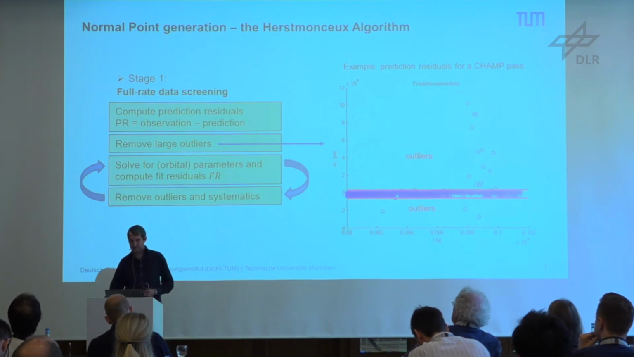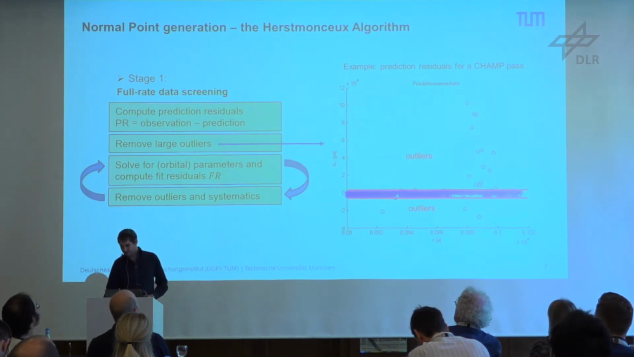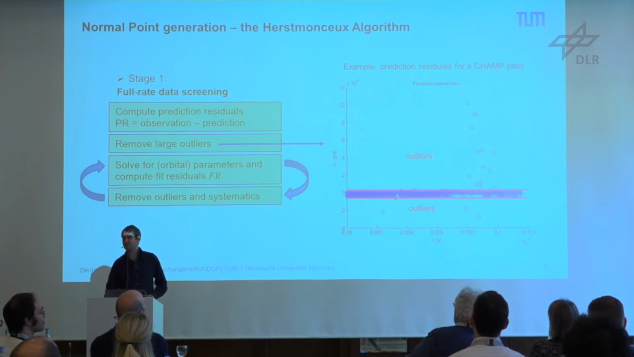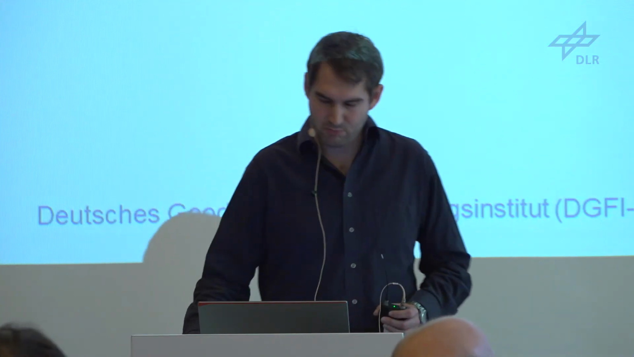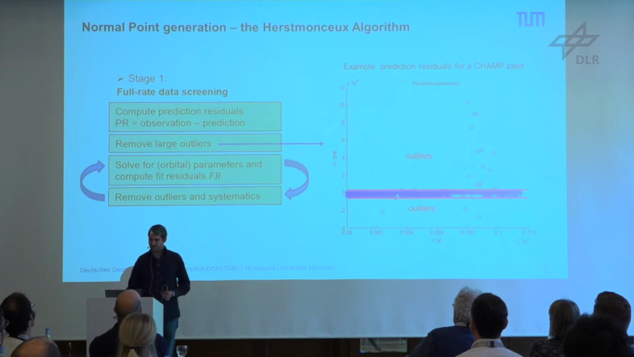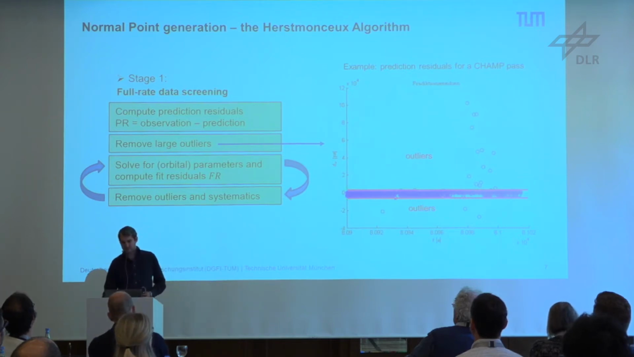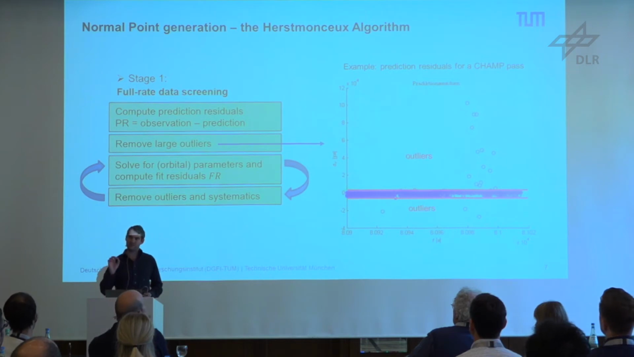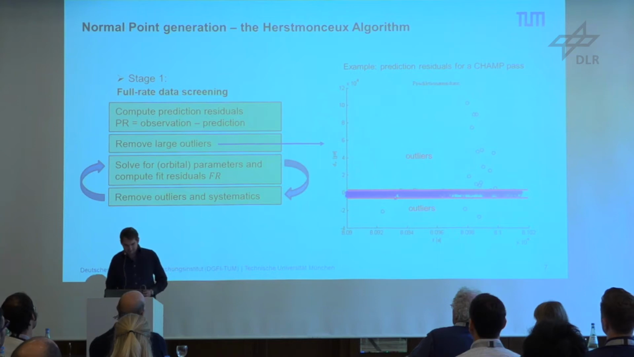Okay, so how is a normal point generated? In general, there are several approaches, but the most important one is the so-called Herstmonceux algorithm. It is performed in 2 stages. The first stage is to take our full rate data and perform a data screening in order to determine which of these full rate data points are accurate enough to be part of the normal point forming process.